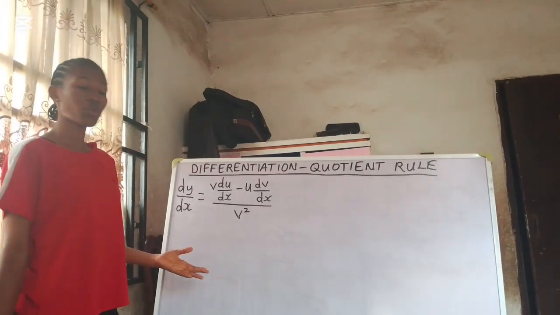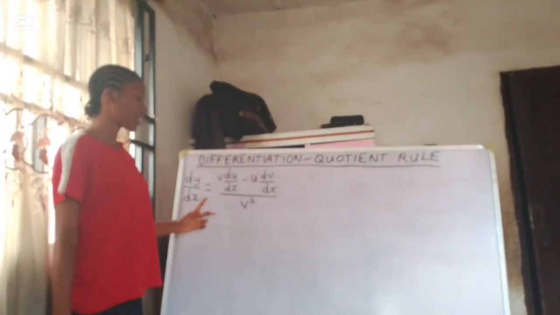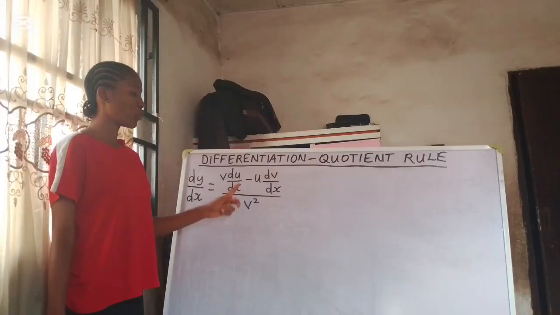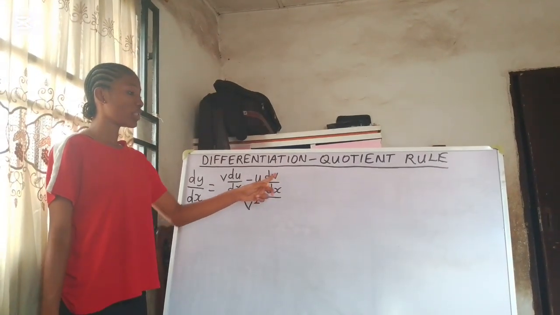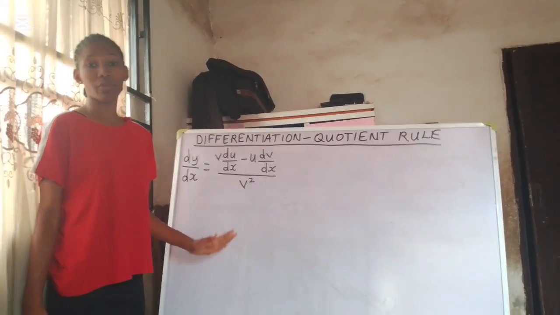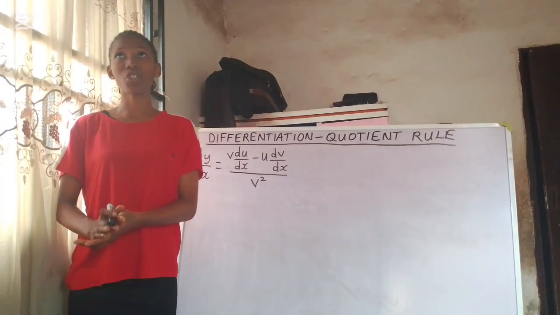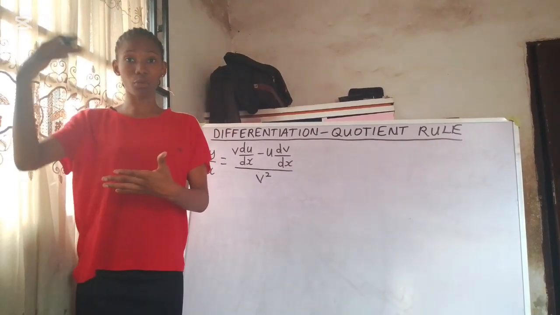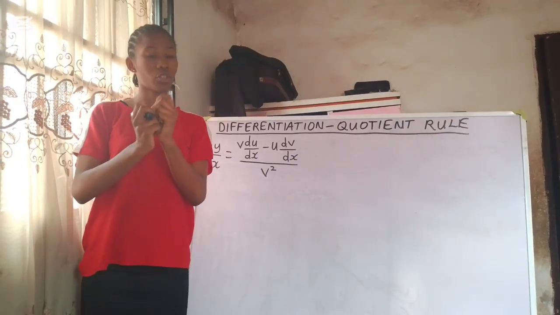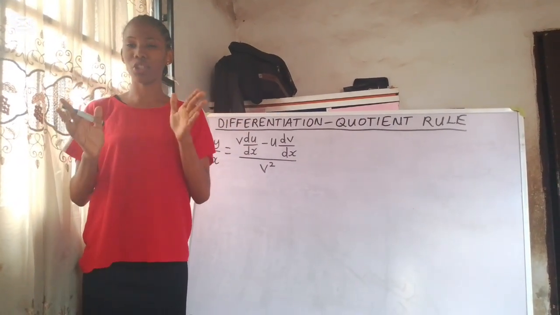We now know that the product rule is used when you have the product of two functions in one function. So now let's move over. The quotient rule states that dy by dx is equal to v du by dx minus u dv by dx, all over v squared. We use the quotient rule when the function involves the division of two functions. Remember, product rule is when you have multiplication. Quotient rule is about division.